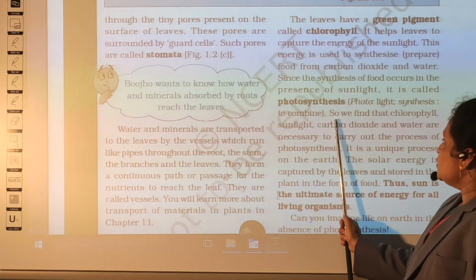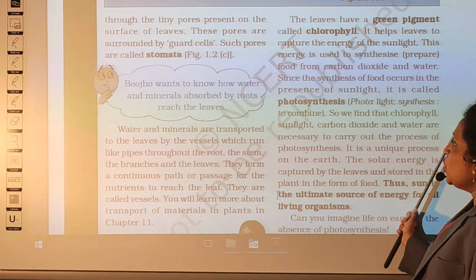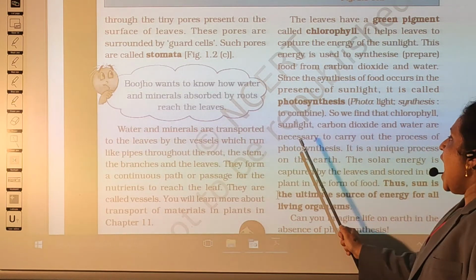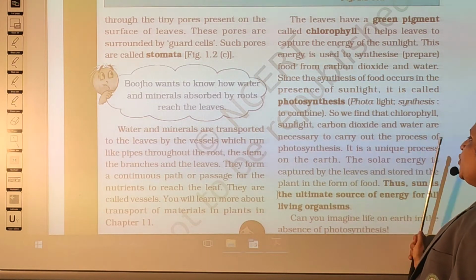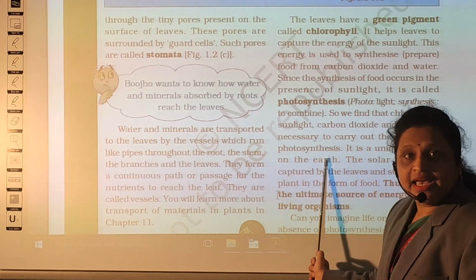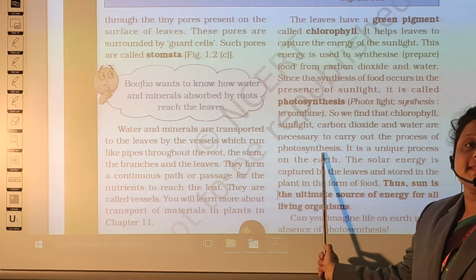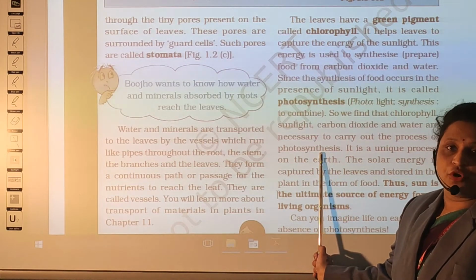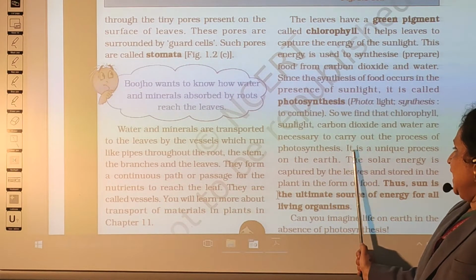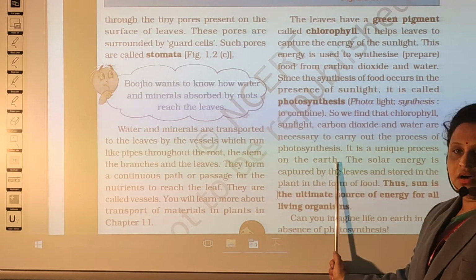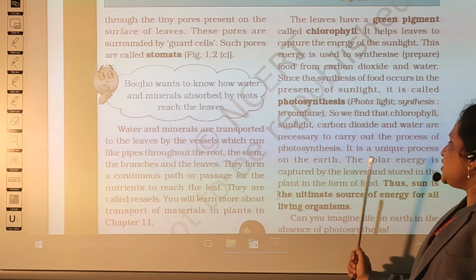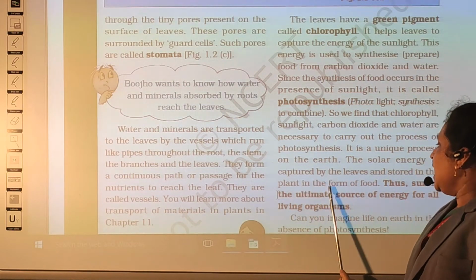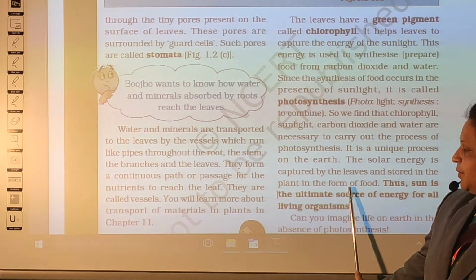So we find that chlorophyll, sunlight, carbon dioxide and water are necessary to carry out the process of photosynthesis. All these things are needed to prepare the food for plants. It is a unique process on the earth. The solar energy is consumed by the leaves and stored in the plants in the form of food.